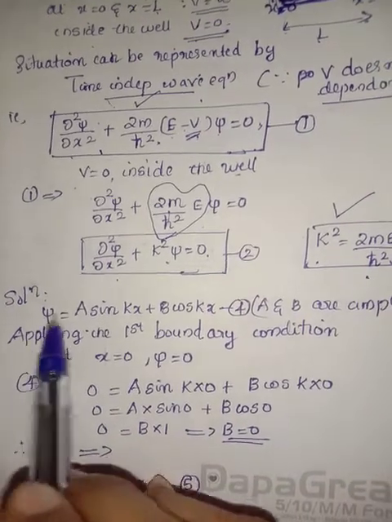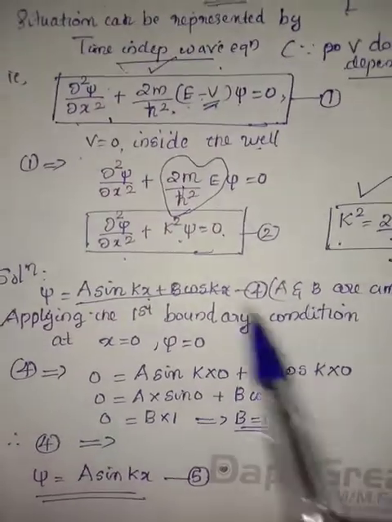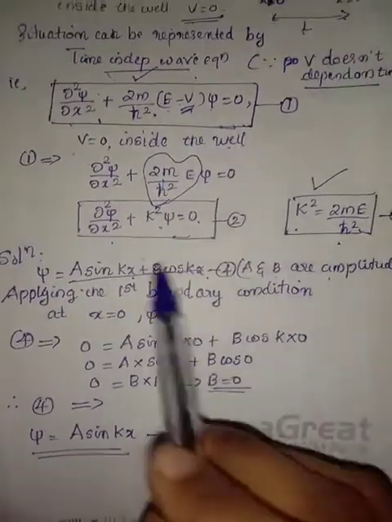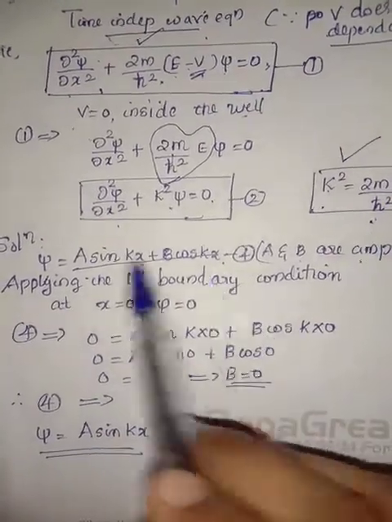For that I am assuming the solution psi is equal to a sin kx plus b cos kx. We are assuming a solution for this equation, where a and b are amplitudes, k is the constant, k square is equal to 2m E by h cut square, and x is the position.